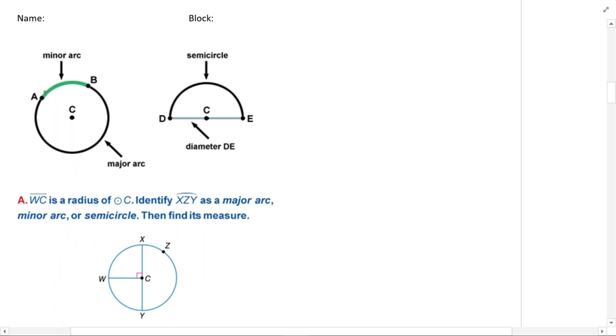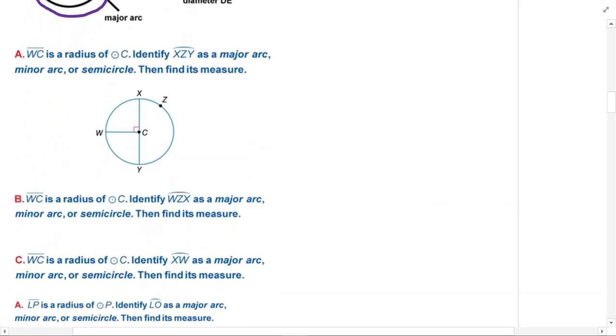A minor arc is an arc that is less than half a circle. A semicircle is an arc that is half the circle that has the endpoints on a diameter. A major arc is an arc that is more than half a circle. The degree of an arc is the same degree, or the measure of an arc, as the central angle that it cuts off.